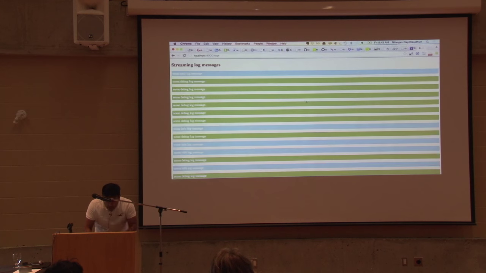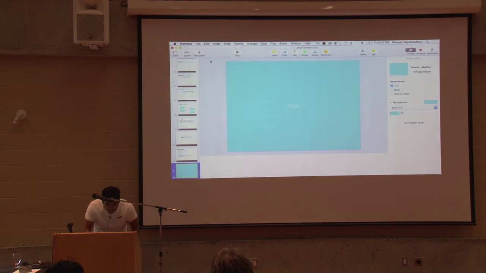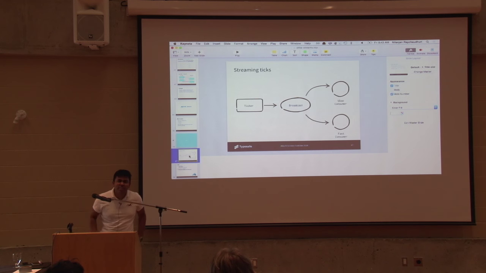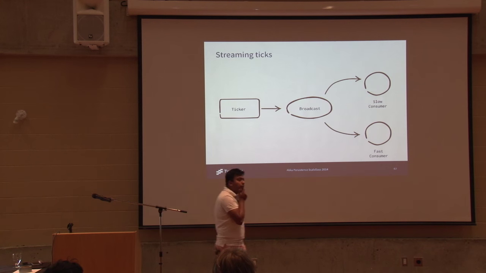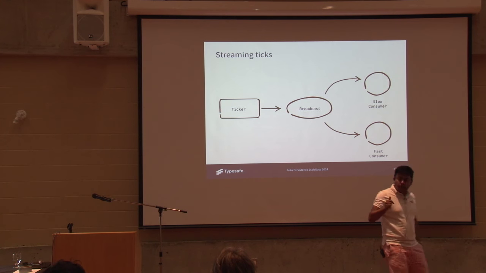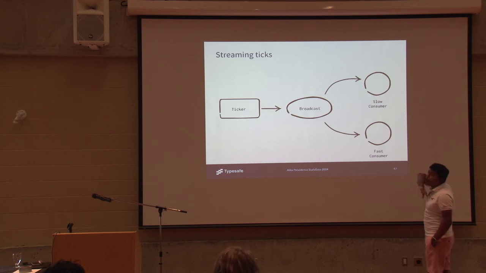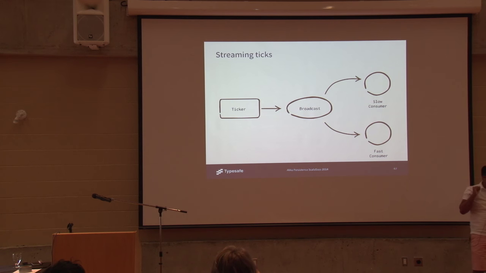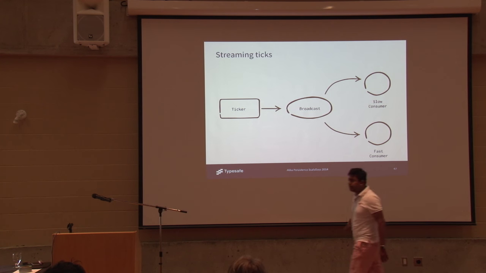All right, let's do the next one. That was easy. Let's do something a little bit more interesting. Let's say I have a ticker, some sort of stock ticker, or some message I want to broadcast to multiple consumers. Very common scenario. But what I have here is that one is slow, one is fast. Let's see how back pressure actually works here.